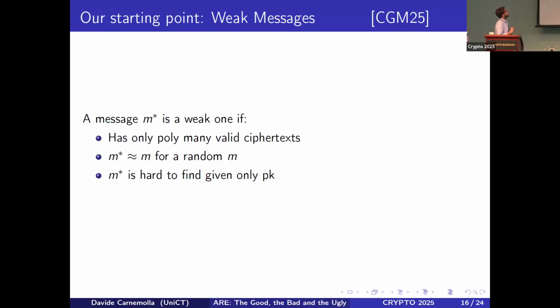OK, so our starting point to construct an anamorphic resistant encryption scheme is the concept of weak messages introduced by Catalano et al. this year. We say that a message is weak if it has only polynomially many-valued ciphertext, if this message is indistinguishable from any other random message, and also if it's hard to find this message given only the public key. OK, so we can see a sketch of our construction, just to give you an idea of how our construction works.